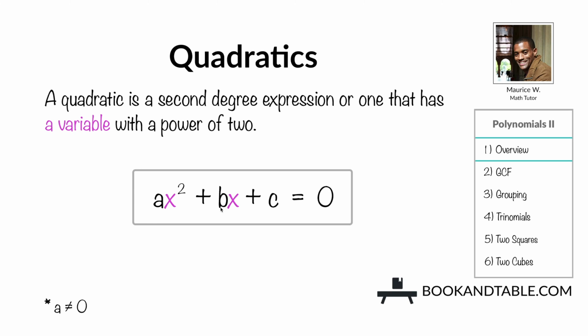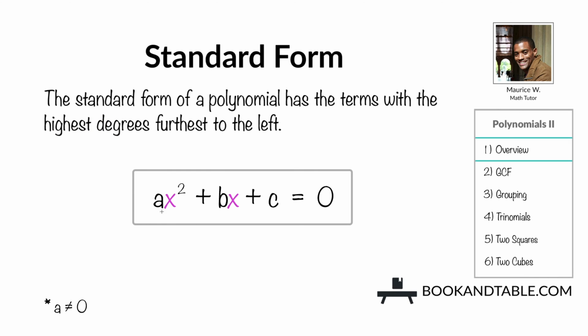B can be equal to 0. So you can have a quadratic that just has one variable, and that variable has an exponent of 2. And you'll notice here how we've written this expression. We have the term with the largest exponent further to the left. This variable has an exponent of 1, and this term does not have a variable. So you'll see the standard form of a polynomial has the terms with the highest degrees furthest to the left.